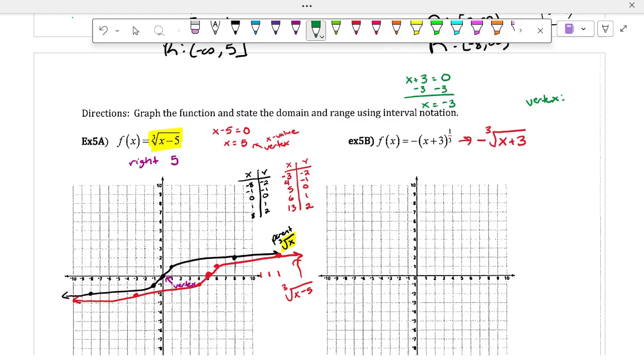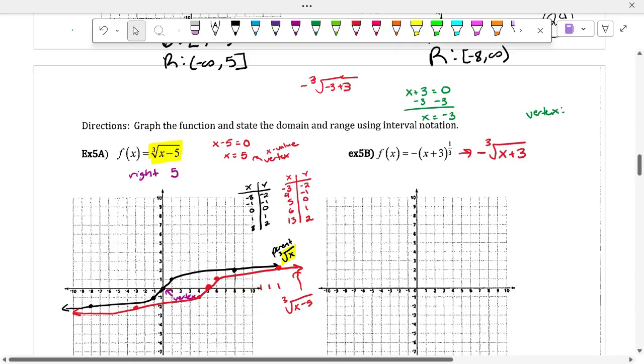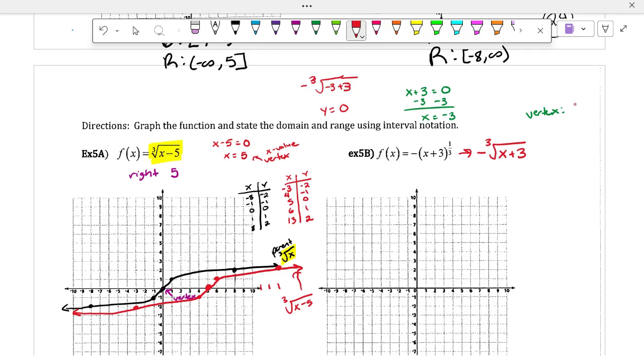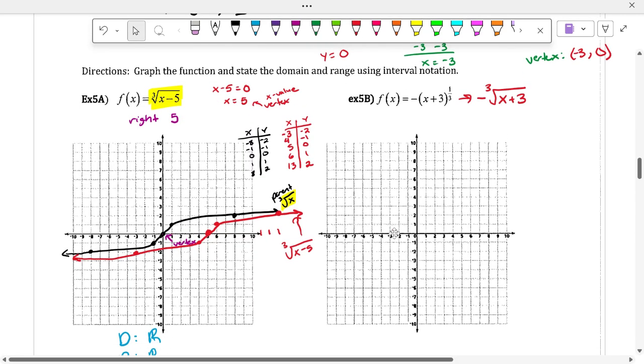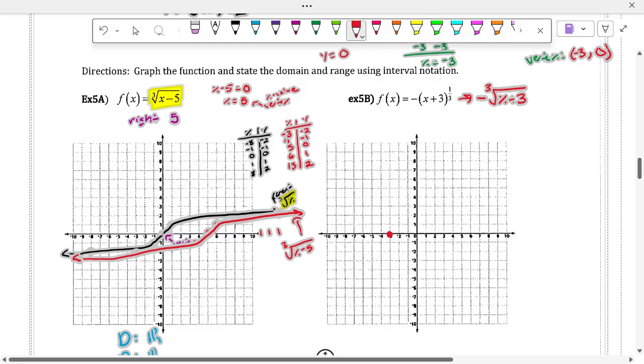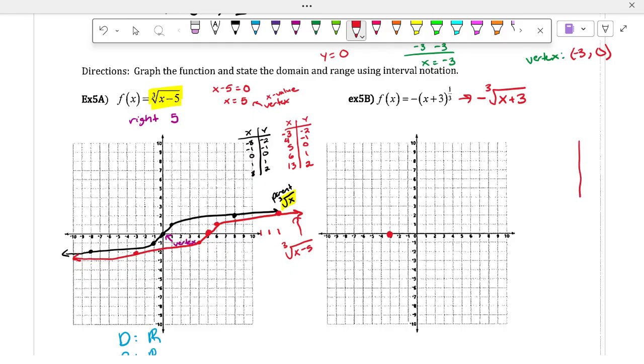So with the y value, I'm going to plug -3 back into my function. So negative cube root of -3 plus 3. So -3 plus 3 is 0. What's the cube root of 0? 0 times a negative? 0. So the y value of my vertex is 0. So my vertex is at the point -3, 0, sorry. So that's the first thing I'm going to graph. That's also going to be what I base my other points around.